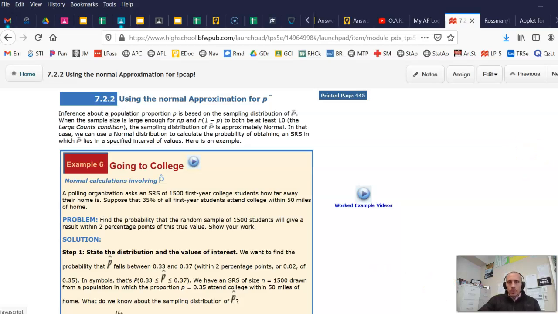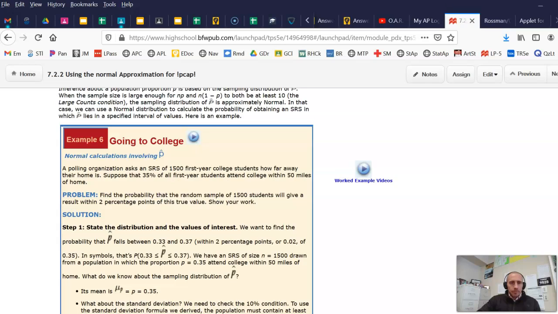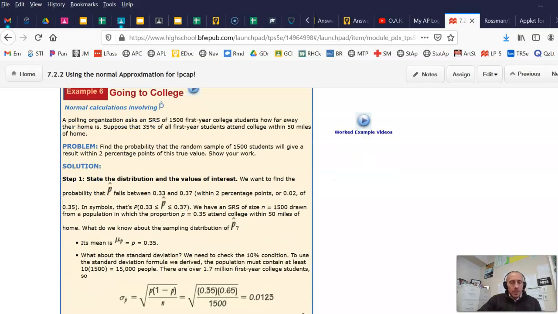So now, looking at using the normal approximation, we will start to answer questions like, what is the probability that 35% of first-year college students attend a college within 50 miles of their home? If I know that 35% do, I want to be within 2 points of that. So I want the sample statistic to be somewhere between 33 and 37%.